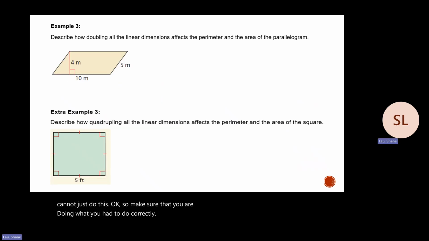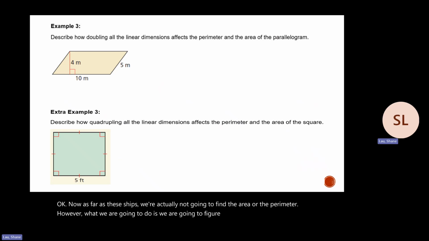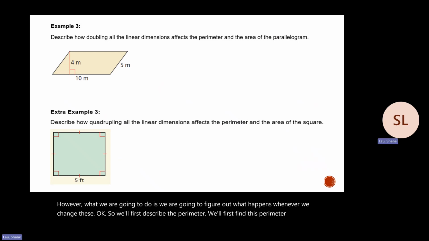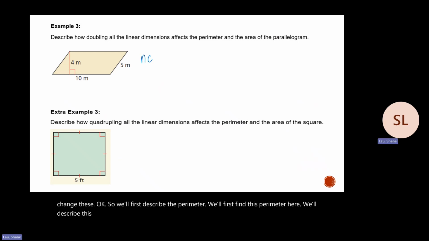Now, as far as these shapes, we're actually not going to find the area or the perimeter. However, what we are going to do is we're going to figure out what happens whenever we change these. Okay, so we'll first describe the perimeter. We'll first find this perimeter here. We'll describe this new perimeter as new P. Okay, new P is our perimeter.